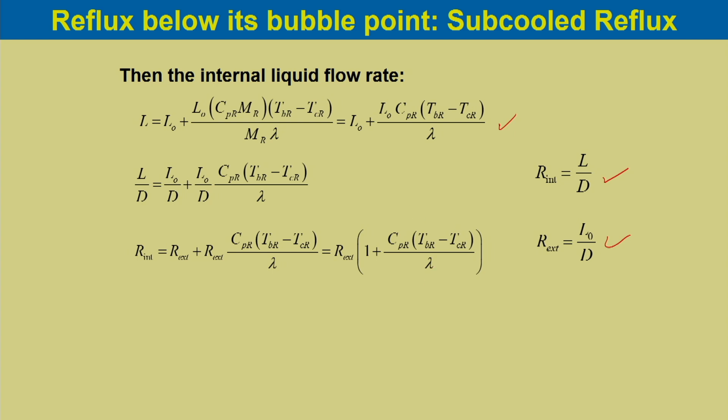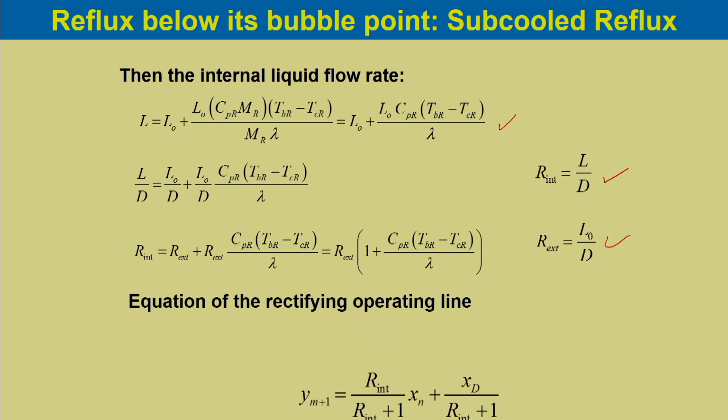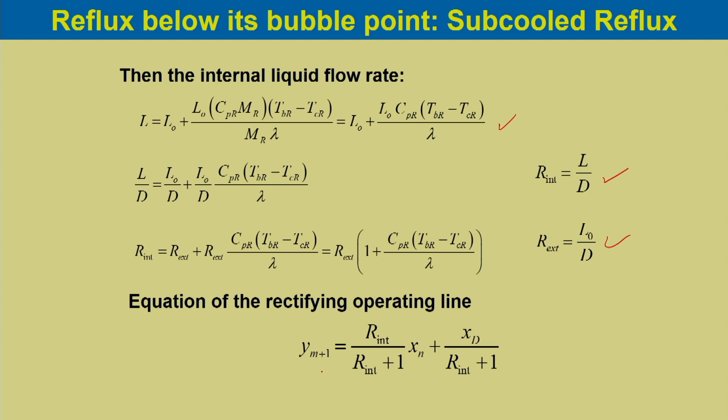So, if this specific heat, the bubble point temperature, the cold reflux temperature and the lambda are known, heat capacity and specific heat, these are known, then we can calculate the internal reflux ratio. So, the equation for the rectifying operating line will then change to R y m plus 1 would be equal to R internal by R internal plus 1 into x n plus x d by R internal plus 1.